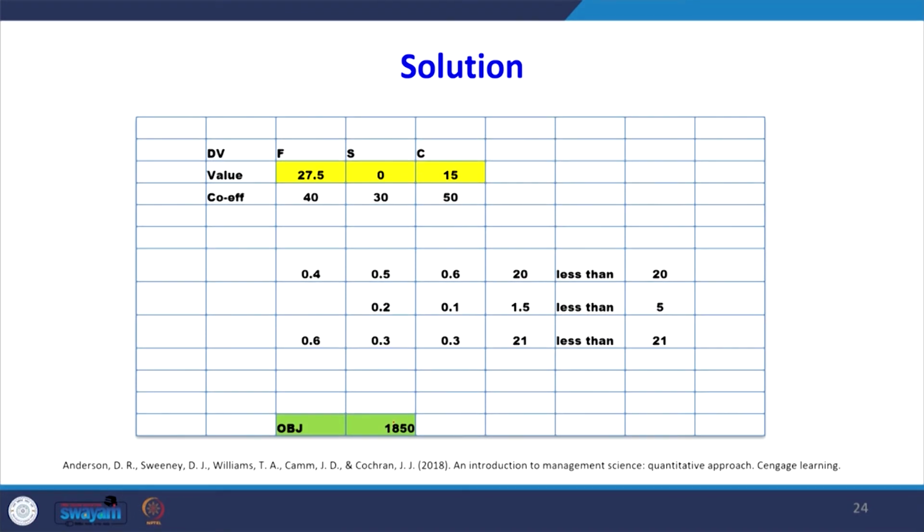The objective function value is 1850, with F equal to 27.5, S equal to 0, and C equal to 15. In this problem, we did not consider the fixed cost. In the next stage, we are going to consider fixed cost with the help of 0-1 integer variables, binary variables, and then solve the same problem.